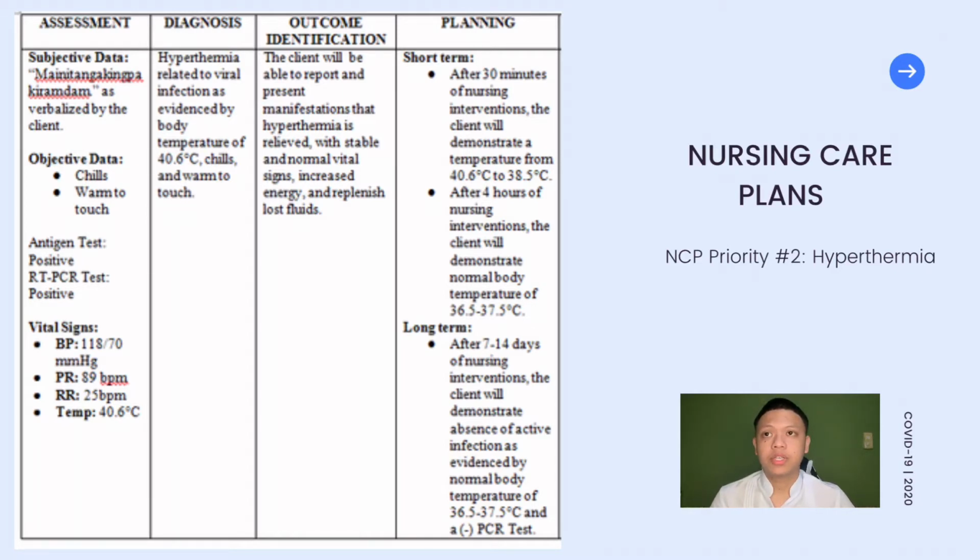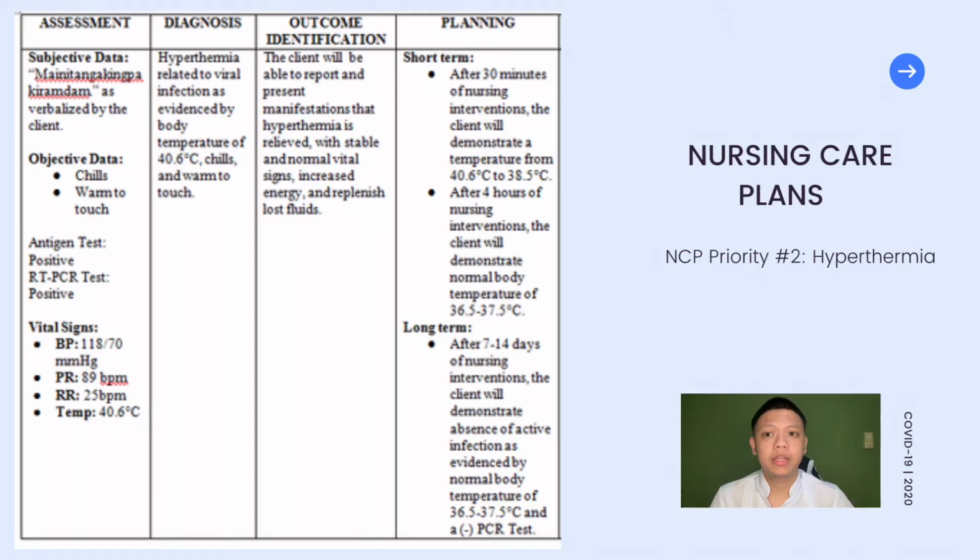Now, for the diagnosis, we have come up with this nursing diagnosis: hyperthermia related to viral infection as evidenced by body temperature of 40.6 degrees Celsius, chills, and warm to touch. For the outcome identification, the client will be able to report and present manifestations that hyperthermia is relieved with stable and normal vital signs, increased energy, and replenished fluids.